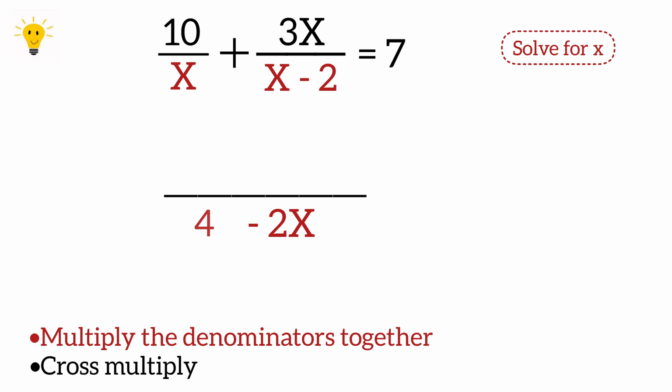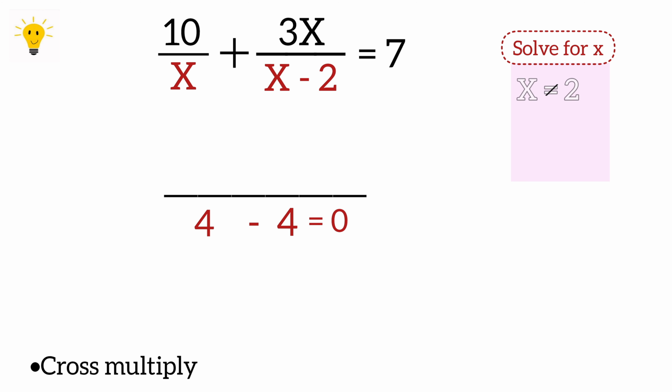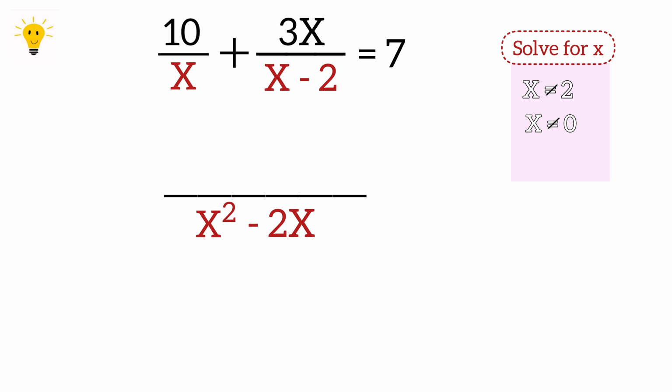2 squared is 4. 2 times 2 is 4. 4 minus 4 is 0. So x cannot be equal to 2. Also, x cannot be equal to 0. 0 squared is 0. 2 times 0 is 0. So x cannot be equal to 0.